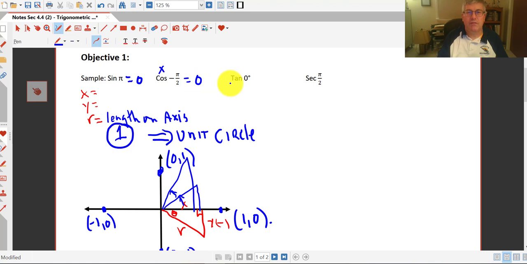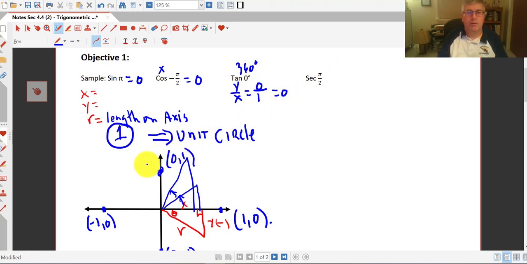The tangent of 0 degrees, now remember tangent is y over x. So our y value is 0 and our x value is 1. So the tangent of 0 is 0. And of course that would be the same as the tangent of 360, wouldn't it? They are coterminal.